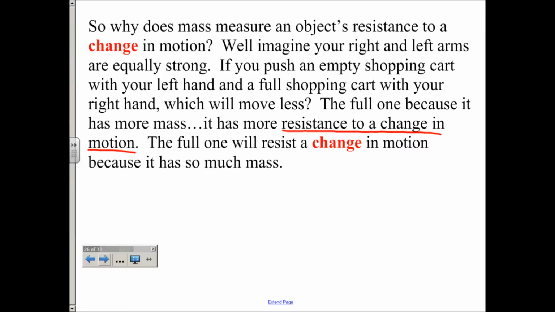When you push the empty shopping cart, it's going to move because it's light. But when you push that full one, it's going to be resistant. It's going to be harder to move. Okay, the full one resists a change in motion because it has so much mass. It has a lot more inertia. Okay, if you couldn't see the shopping carts and couldn't reach your hand into the shopping carts, and I said, hey, which of these two shopping carts has more mass, you can figure it out by pushing them. And the one that's harder to push is going to be the one that has more mass.